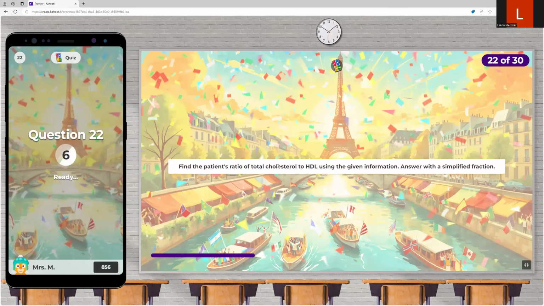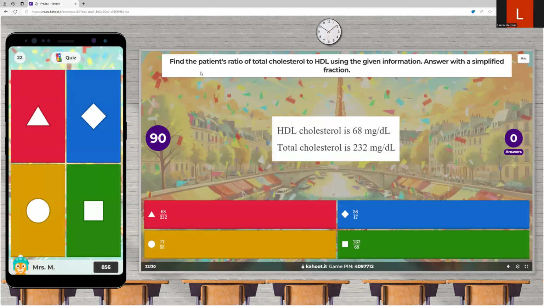Find the patient's ratio of total cholesterol to HDL using the given information. Answer in a simplified fraction. So we're going to have a problem pop up here in just a second. So we want to do total to HDL. So we're actually putting the total first because they said total to HDL. So total is 232. HDL is 68. We would reduce that. I know they're both divisible by 2.